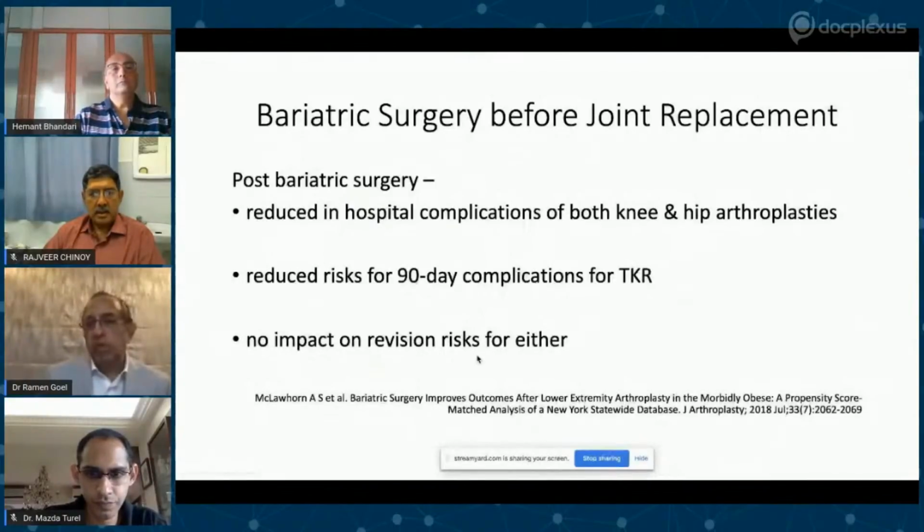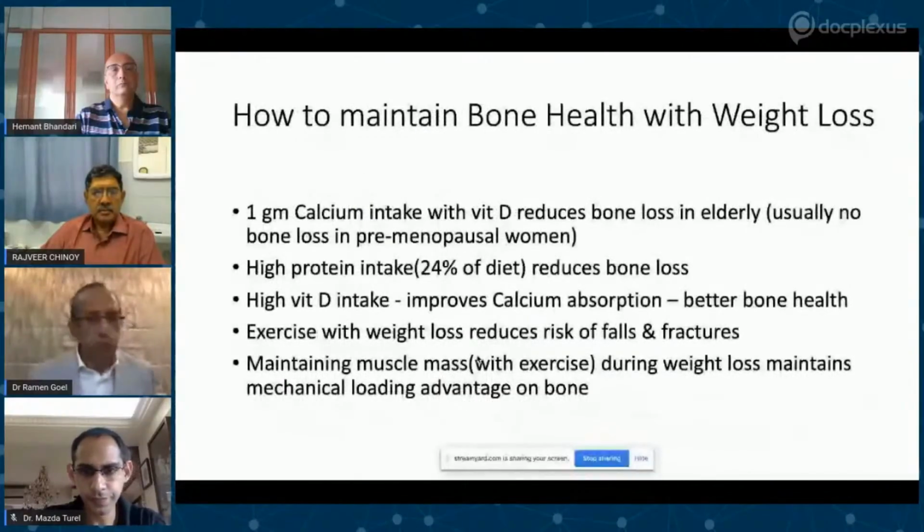So these are some of the evidences that are available, and that shows that, as Dr. Chinoy rightly said, if you delay a surgery, it has a benefit. This is probably the most important slide, that people who lose weight, as we have discussed earlier, they also lose bone mass. Now, this is not new to our bariatric patients.